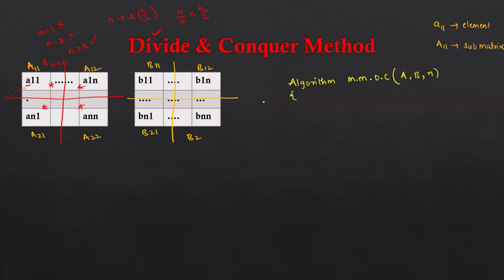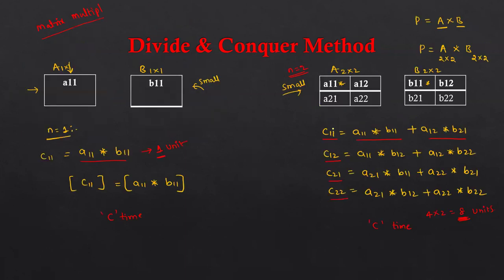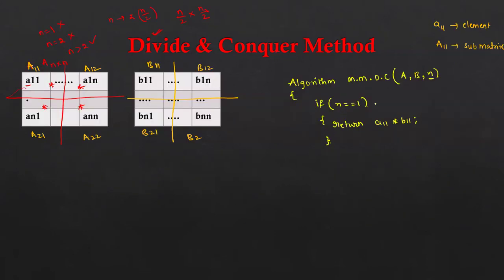Whether it is small or not. So how can I represent the smallest matrix? If value n equals 1, what can I do? Simply I am going to return A11 into B11. This one we did in this place. Next, is this matrix size always n? Always 1? No. If it is false, I am going to test what is the size of this one.